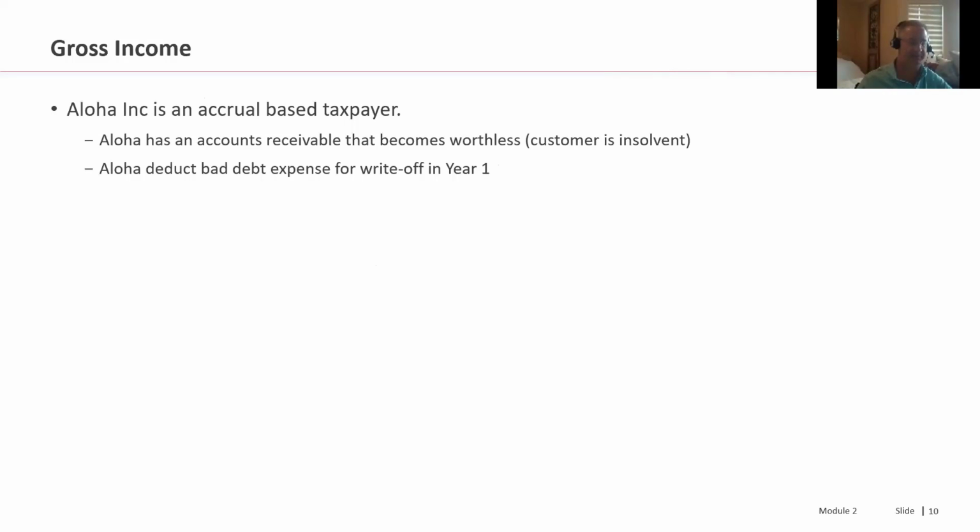And for tax purposes, there's no such thing as an allowance for bad debts. You can only write it off when it becomes worthless. So that has in fact happened, and so Aloha deducts the bad debt expense in year one.